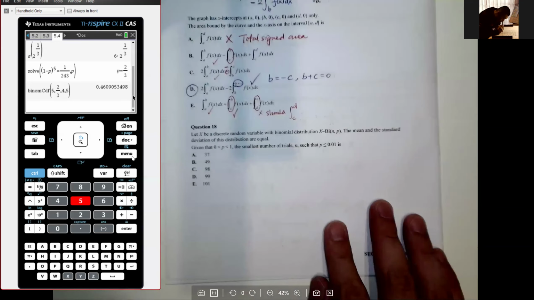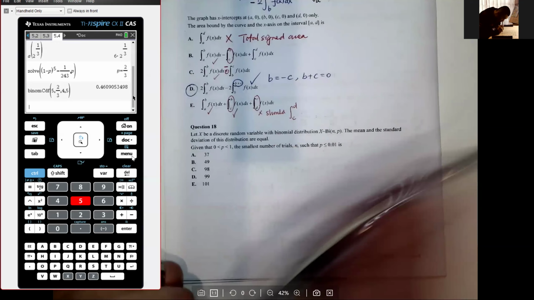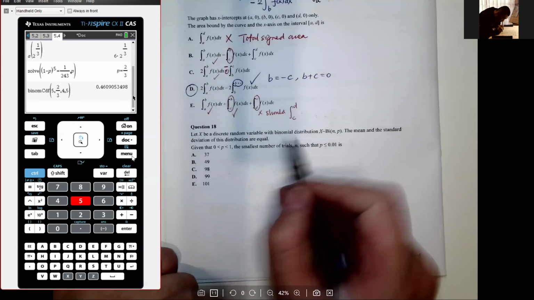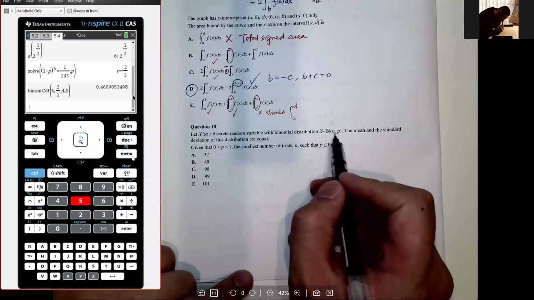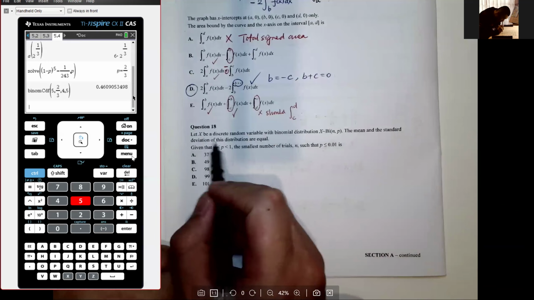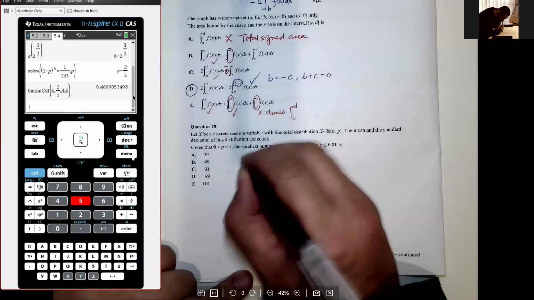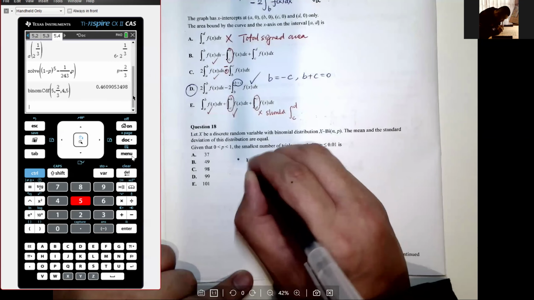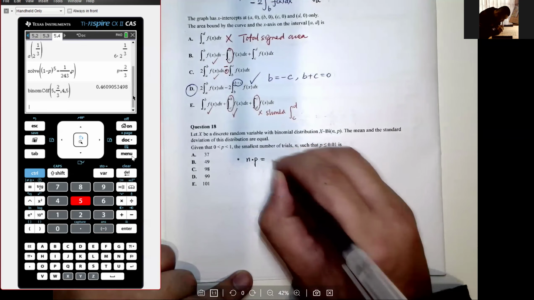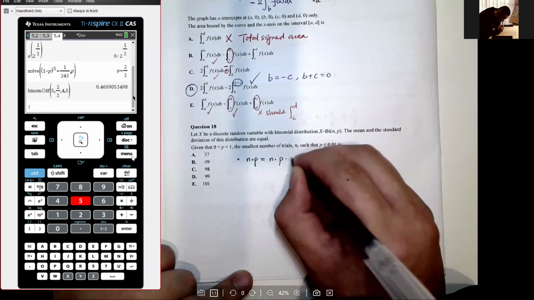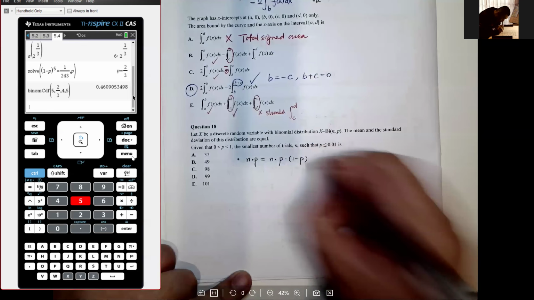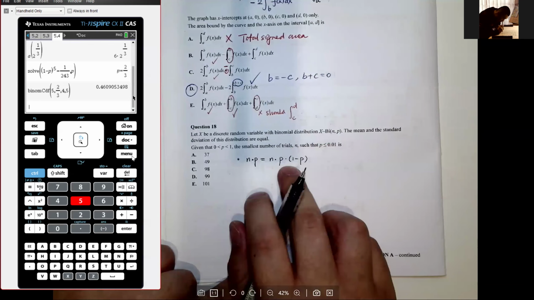All right, question 18. Let x be a discrete random variable with a binomial distribution, x following binomial(n, p). The mean and the standard deviation of this distribution are equal. So one condition is n times p equals n times p times (1 minus p), okay? So this is the first thing.